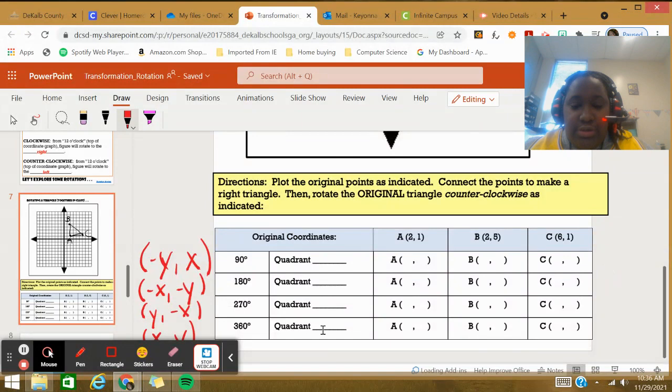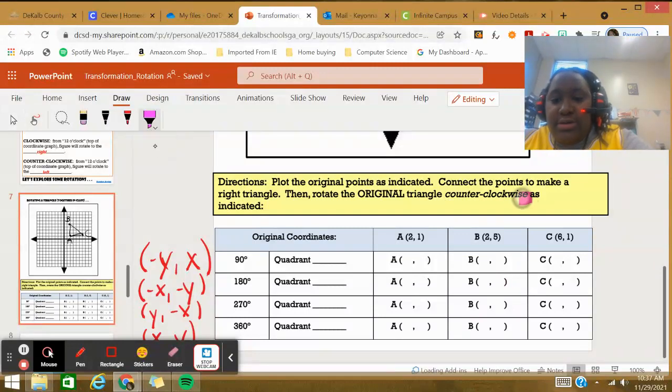So we're doing two things. One, we're going to actually rotate. It says plot the original point as indicated, connect the points to make the right triangle, then rotate the original triangle counterclockwise. So the first thing I want you guys to do is to go ahead and highlight or underline the word counterclockwise, because these are the rules for counterclockwise. And then we're going to actually apply the rules and graph the additional three figures.